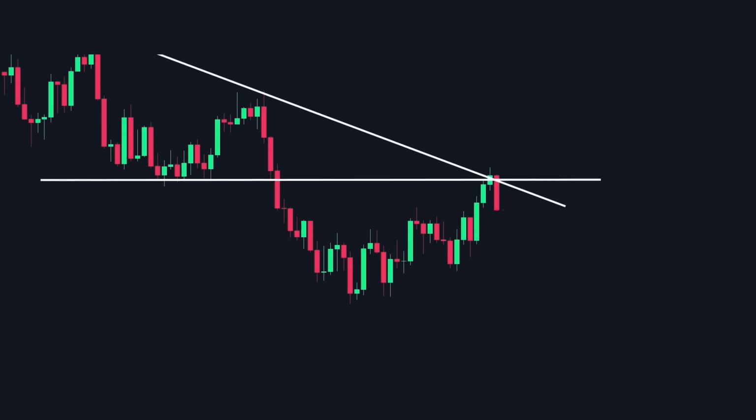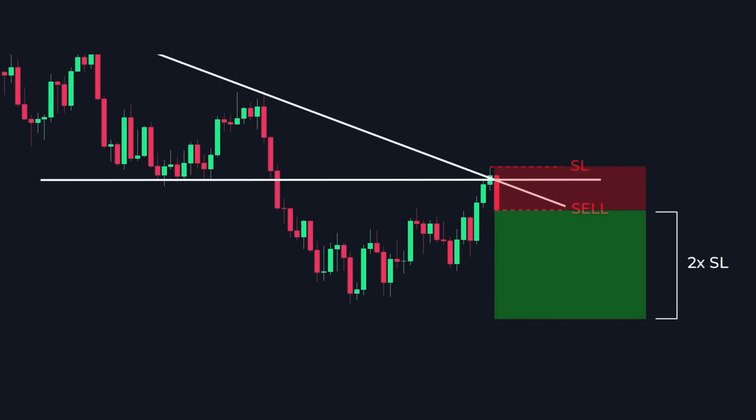This setup provides an excellent short entry opportunity. You can place your stop loss above the high of the previous candle and set your profit target at twice the size of your stop loss. The price moved down exactly as anticipated and reached our profit target shortly after entry.